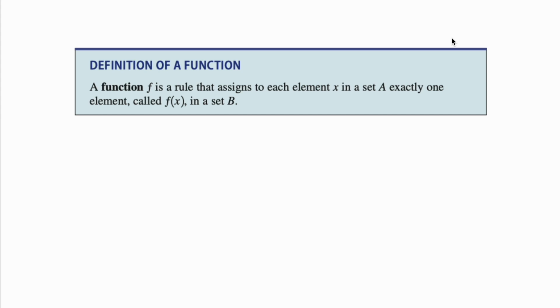A function f is a rule that assigns to each element x in a set A exactly one element called f(x) in a set B. This basically means that each x value can only have one y value.